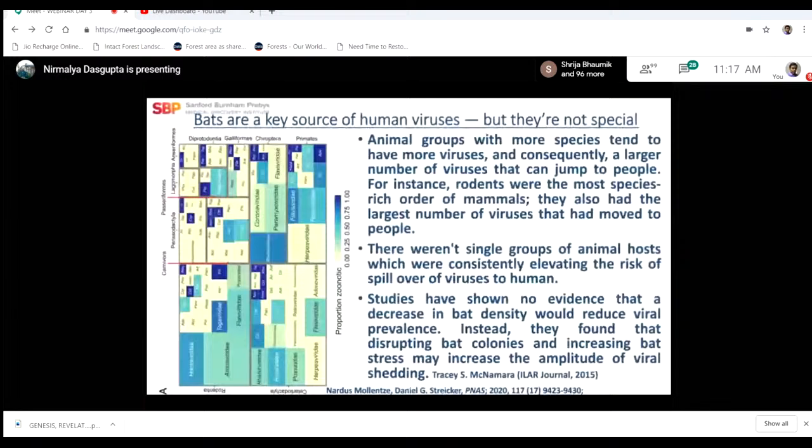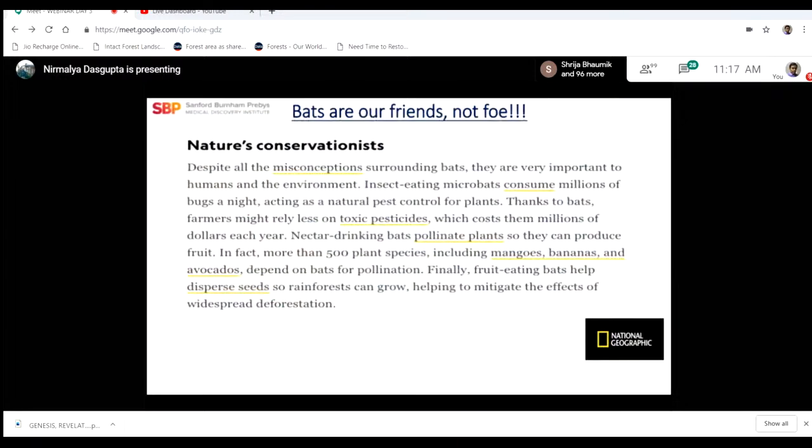I will go to the actual segment of my talk, but I conclude this segment by mentioning that bats are our friends, not foes. Insect-eating microbats consume millions of bugs a night, which acts as natural pest control and can save millions of dollars and the toxic effects of pesticides. And fruit bats pollinate plants. I found in National Geographic that more than 500 plant species, including mangoes, bananas, and avocados, depend on bats for pollination. And finally, fruit-eating bats help disperse seeds so rainforests can grow, helping to mitigate the effects of widespread deforestation.